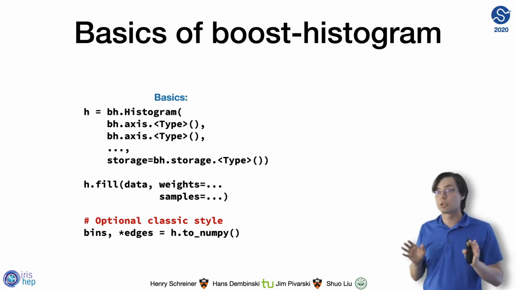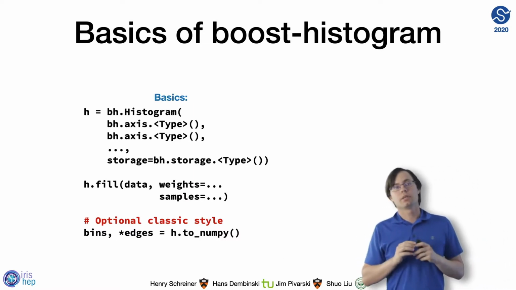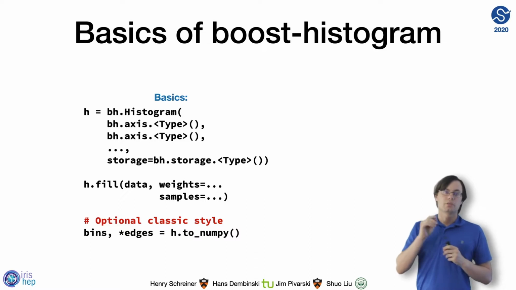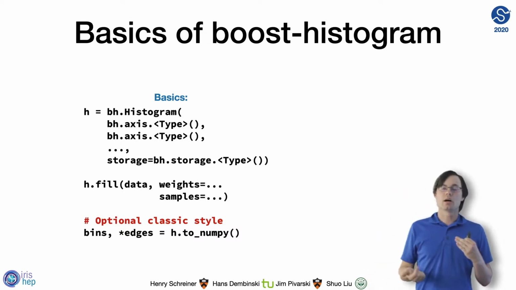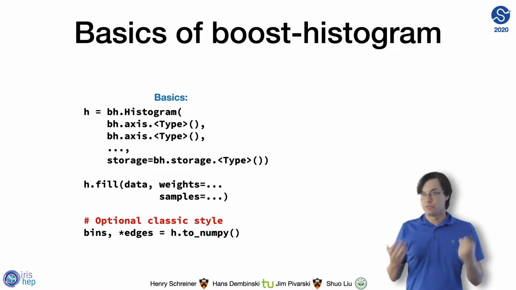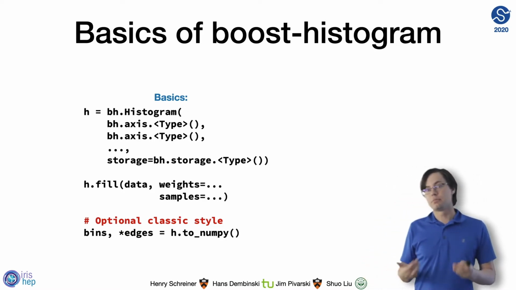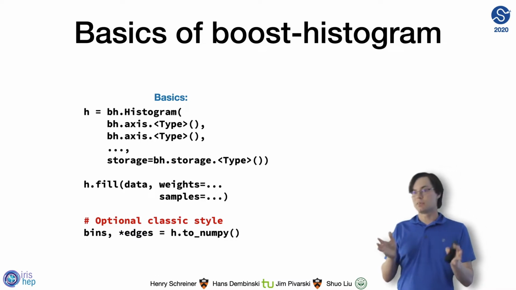Okay, so let's take a look at what it would look like in Boost-histogram. Here we create a histogram. We can provide one or more axes, and you can optionally choose a storage. And then you fill this object. You can fill it multiple times. You can fill it once. And then you have something that you can manipulate.